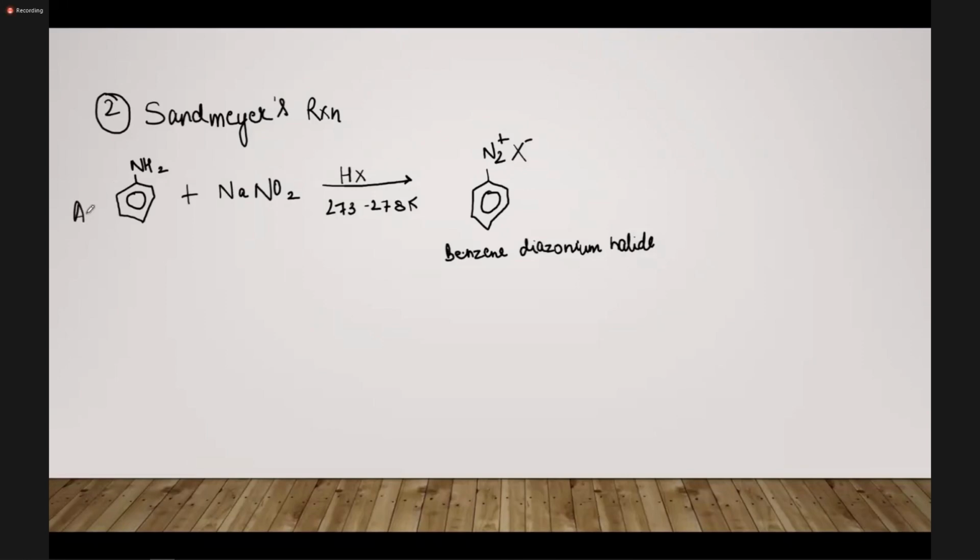So this is step number A. And step number B for X, which is chlorine and bromine. The second step will be it is treated with cuprous halide.